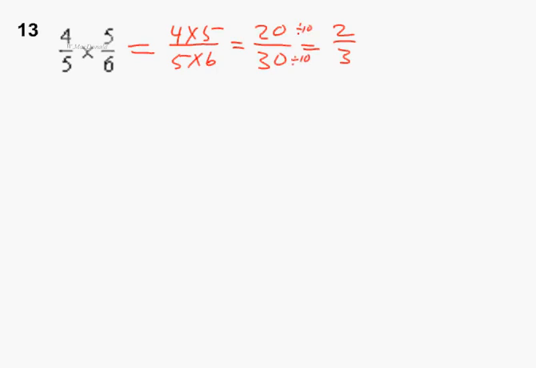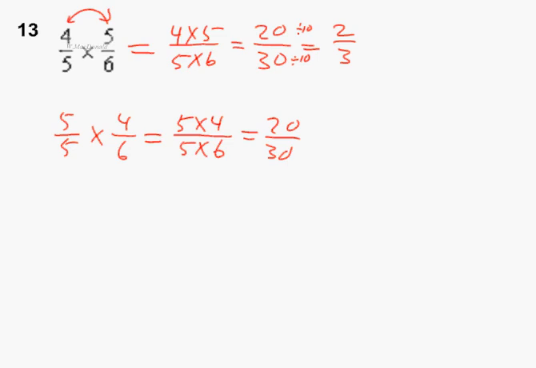Now this is an interesting question because this is a great example of cross reduction. If I was to swap the numerators and go 5 over 5 times 4 over 6, so just swap the numerators here. The 4 goes where the 5 was, and the 5 goes where the 4 was. When I get to this stage, right here, I would have this as my product, and I would still end up with exactly what I did up here. The only difference is I swapped the numerators.